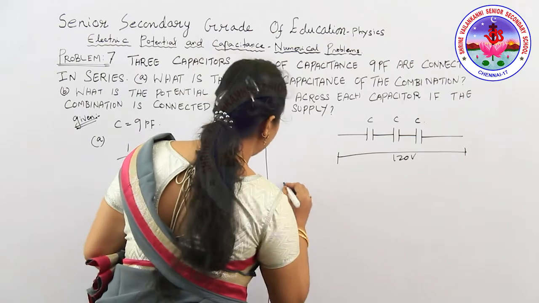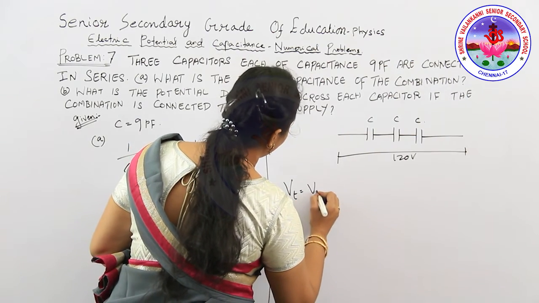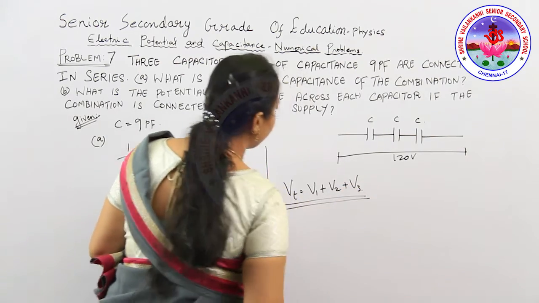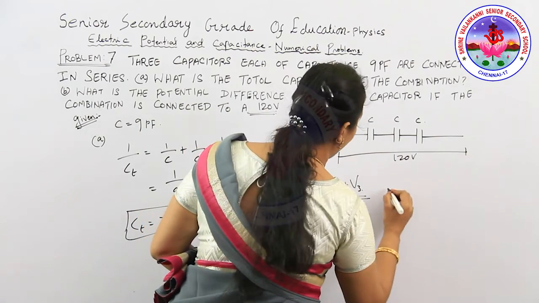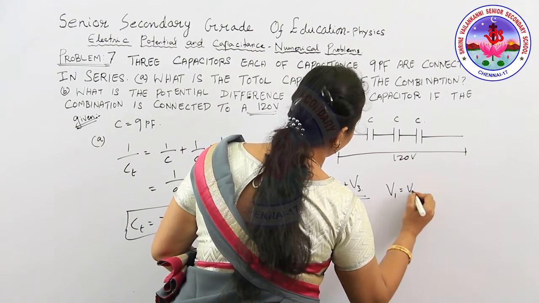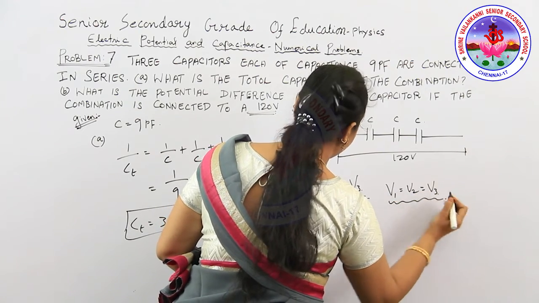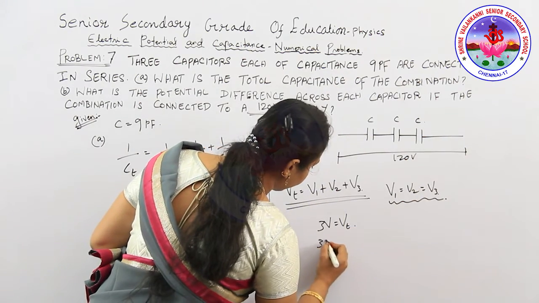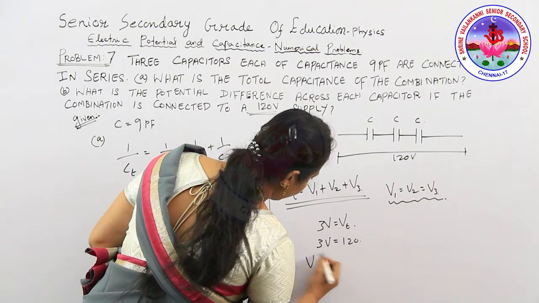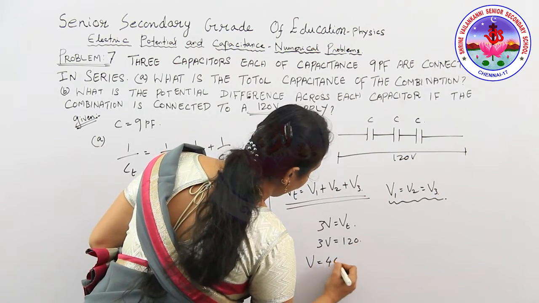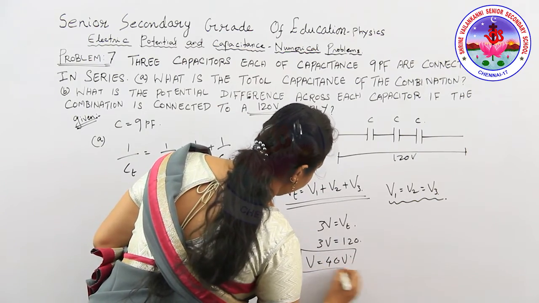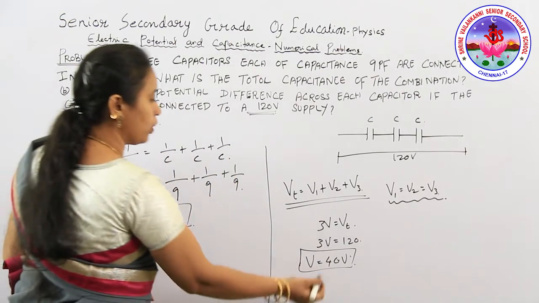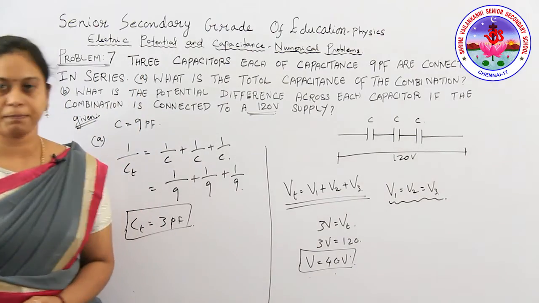Okay. So the formula for the potential is Vt equal to V1 plus V2 plus V3. Here V is nothing but 120 volts. So V1 is equal to V2 is equal to V3, so 3V is equal to Vt. The Vt value is 3V, which is equal to 120 volt; they have given a 120 volt battery. So V is equal to 40 volt. So this is the potential difference across each capacitance. The combination is connected to the 120 volt, so 40 volt each, right?